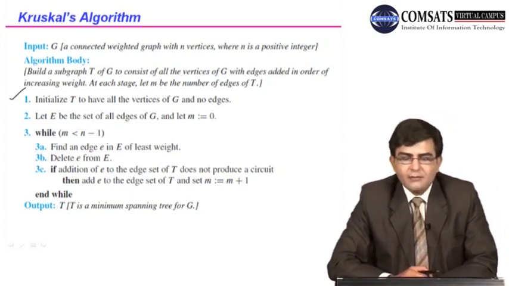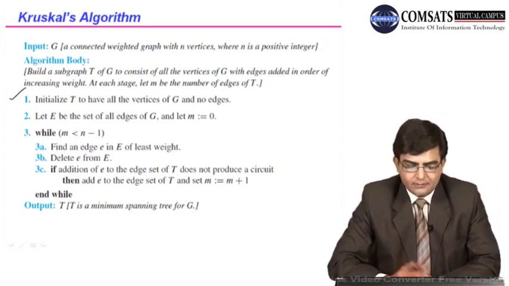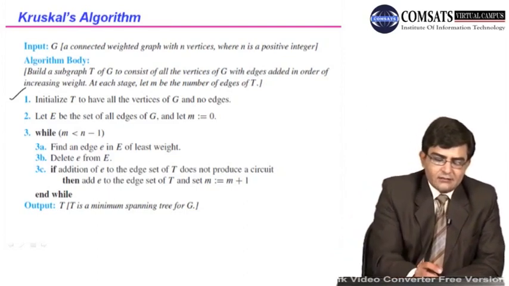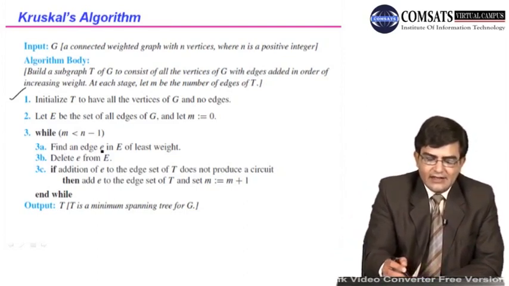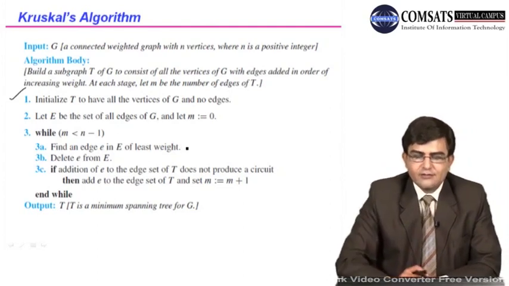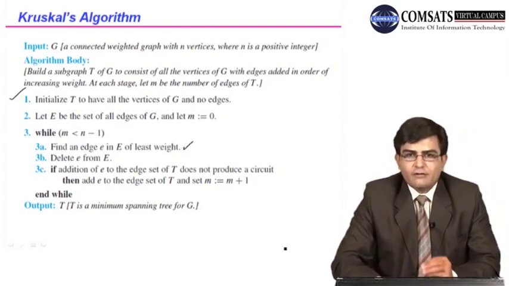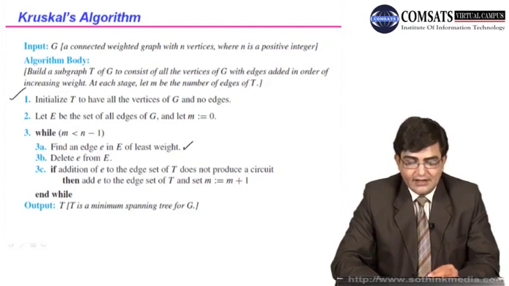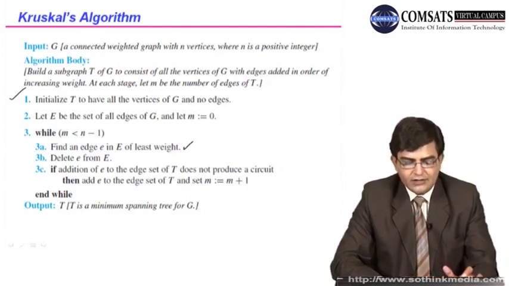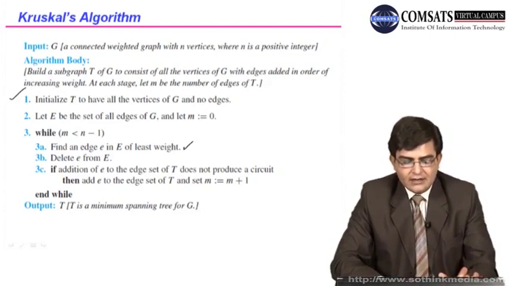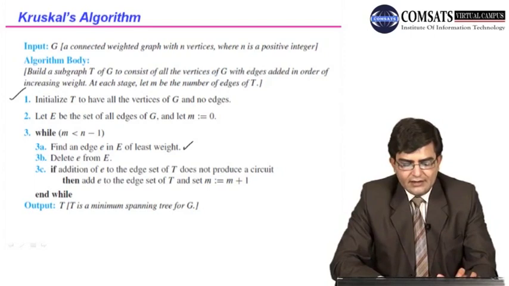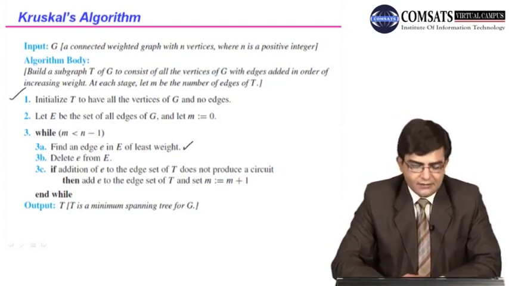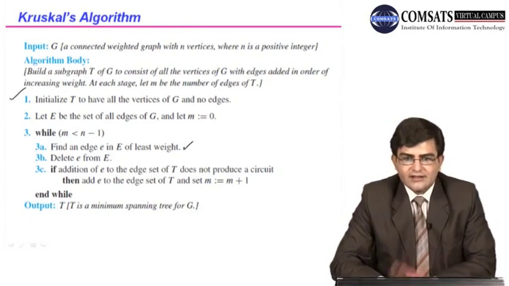Now, while m is less than n minus 1, find an edge e in E of least weight. So first of all, we shall find the edge of least weight in that graph. Now delete e from E. Then, if addition of e to the edge set of T doesn't produce a circuit, then add e to the edge set of T and set m equal to m plus 1, and finally we get T.